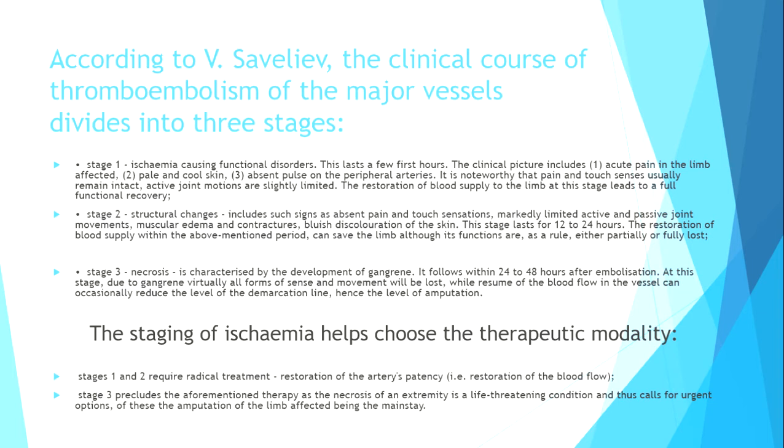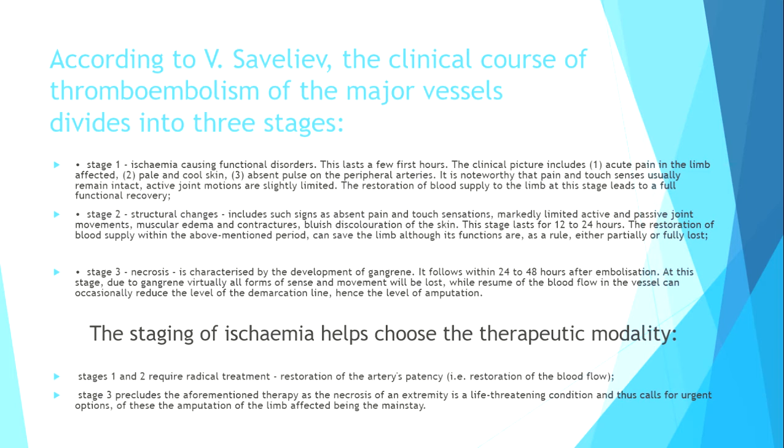Stage 2. Structural changes include such signs as absent pain and touch sensations, markedly limited active and passive joint movements, muscular edema and contractures, bluish discoloration of the skin. This stage lasts for 12 to 24 hours. The restoration of blood supply within the above-mentioned period can save the limb, although its functions are as a rule either partially or fully lost.